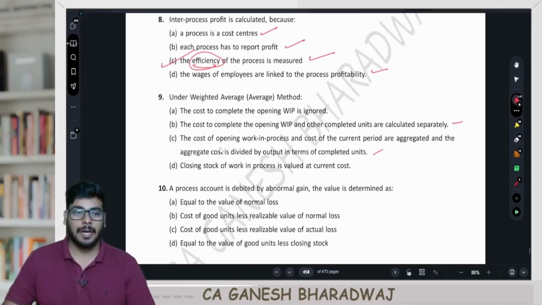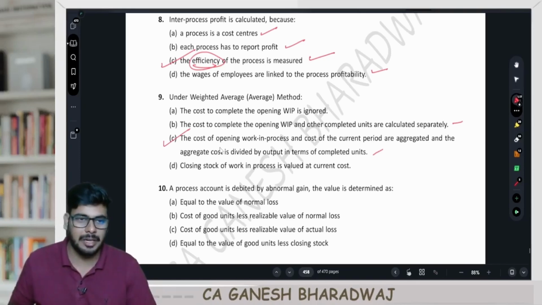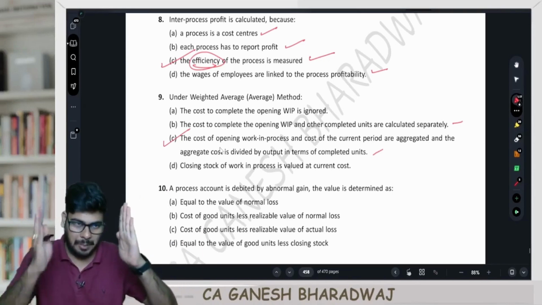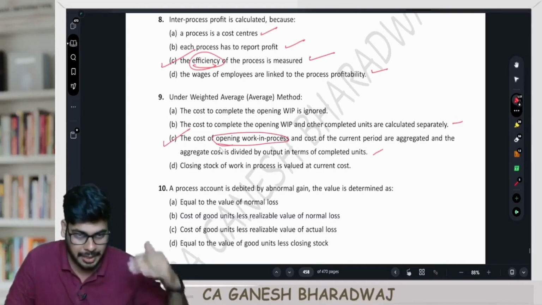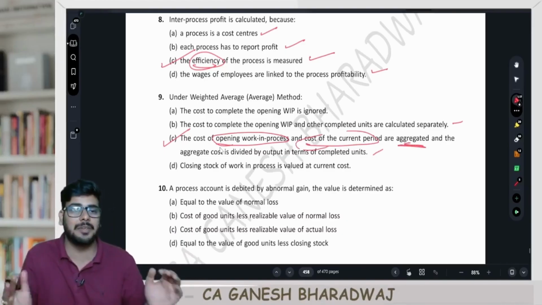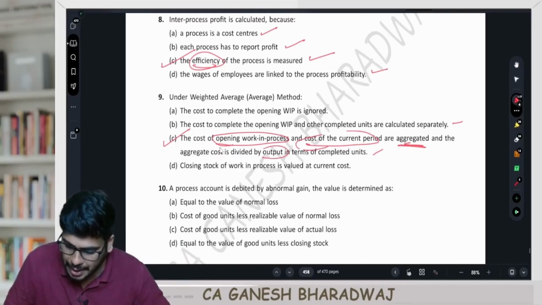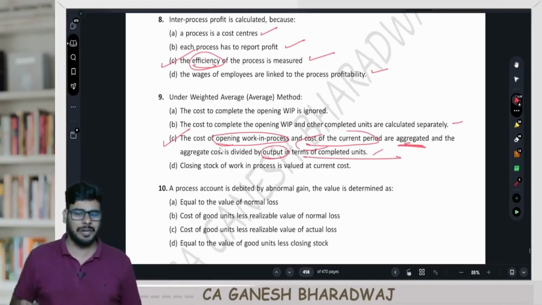C. Which is correct? Yes, it is C. When you're doing the weighted average method, in step 2, what will you do? Previous period cost, value of opening WIP plus the current period cost, everything you added. Cost of opening WIP, that is previous period cost, and the current period cost are aggregated. Aggregated means what? Added. And the aggregated cost is divided by the output in terms of equivalent units, completed units. Yes, this is what we do, right?